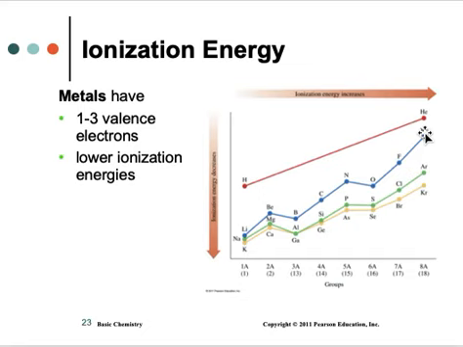It's easier to steal something from the left side of the periodic table and make it become a positive than it is to steal from the right and make it become a positive. You never see positive chlorine, but you often see positive sodium for that reason.